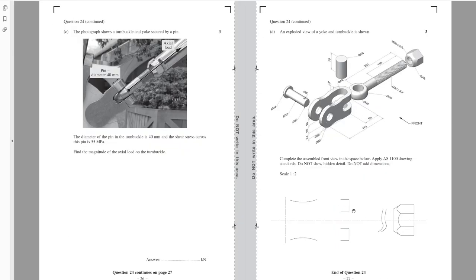Okay, so we've got here the diameter of the pin in the turnbuckle is 40 millimeters, and the stress across the pin is 55. Find the magnitude. So this is just a classic bolt shear question. Is it in single, triple, double? How many times is this axle being cut in the tug of war that's going on?